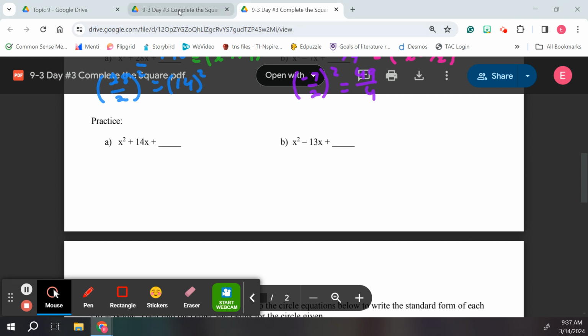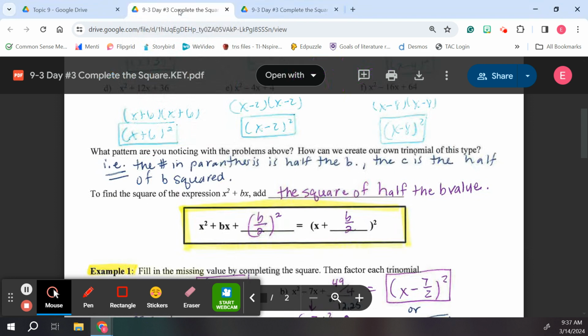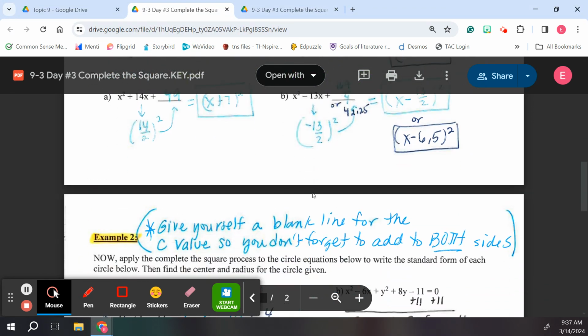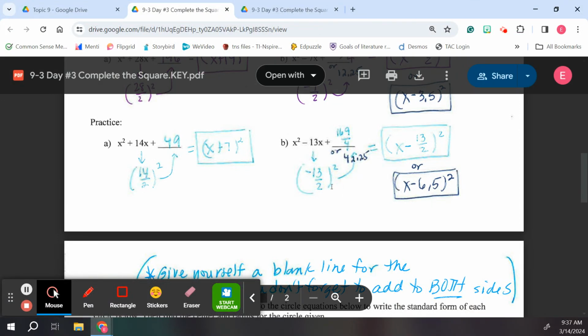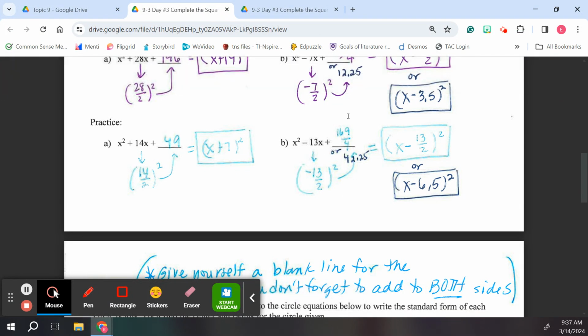All right, who's still working on these two? All right, here it is. So again, this one was just x plus 7 quantity squared. 14 divided by 2 gives you what you need for the factor part, but you still need this part in here. This part, same thing. We have negative 13 over 2, 169 over 4, but again, that's the factored part, okay? Questions on that?